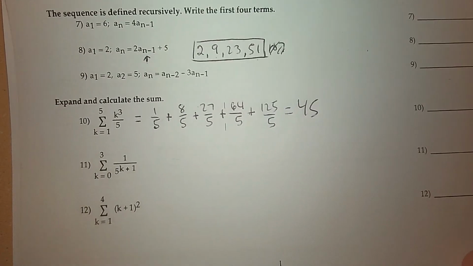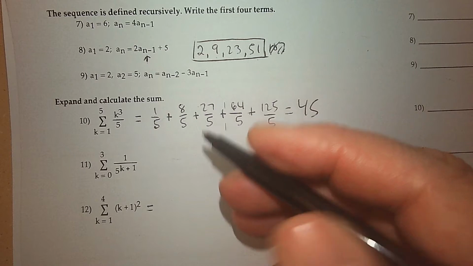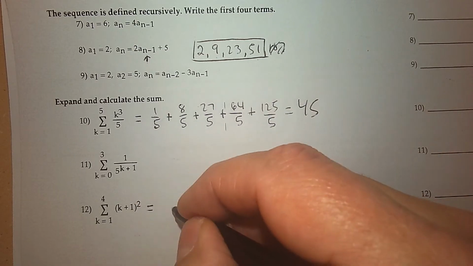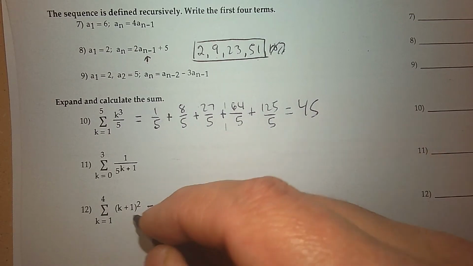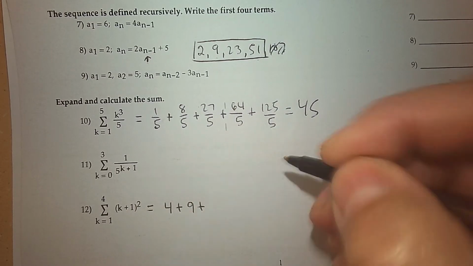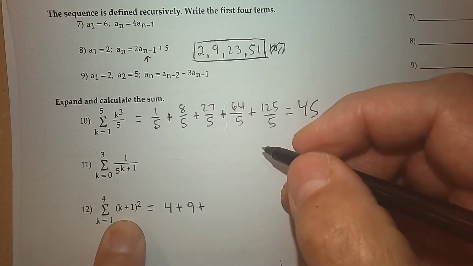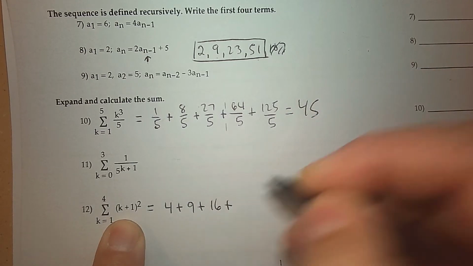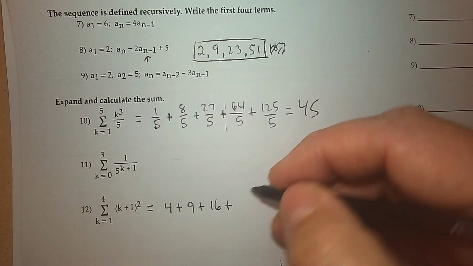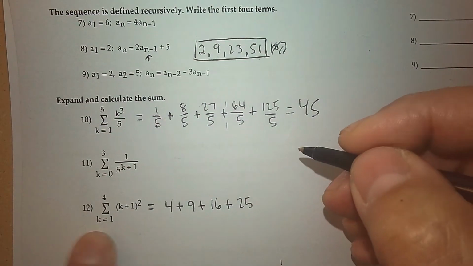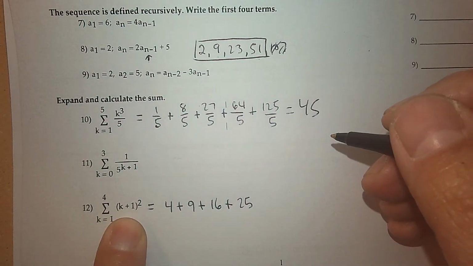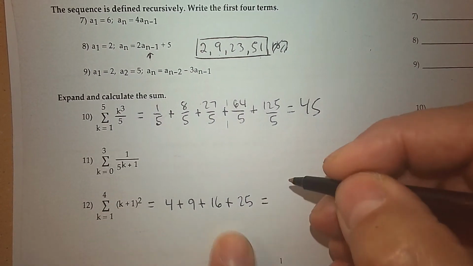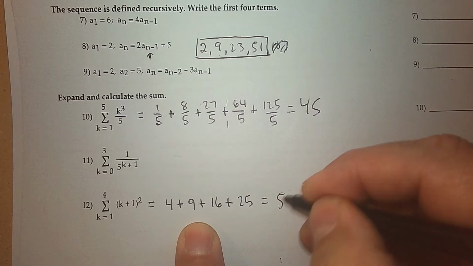Number 12, again we're going to expand it. There's no rule, this is not geometric, not arithmetic, just a series. So plug in 1, and 1 plus 1 is 2, and 2 squared is 4. Plug in 2, 2 plus 1 is 3, 3 squared is 9. Plug in 3, 3 plus 1 is 4, 4 squared is 16. I can even see a pattern in terms of now what I see. And I stop at that. So 4 plus 1 is 5 squared, 25. So that's what I'm adding up. So we got 41, 50, 54.